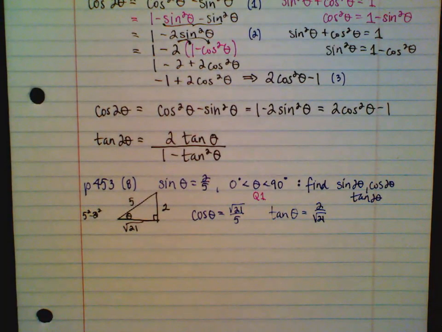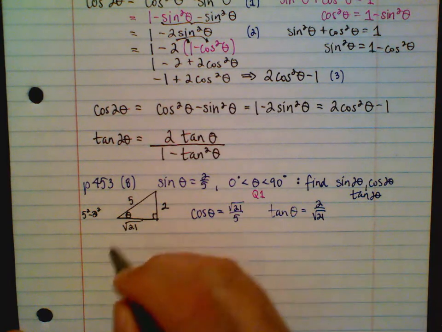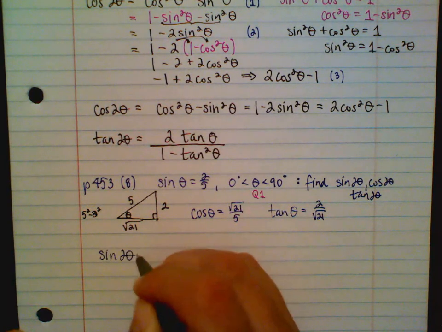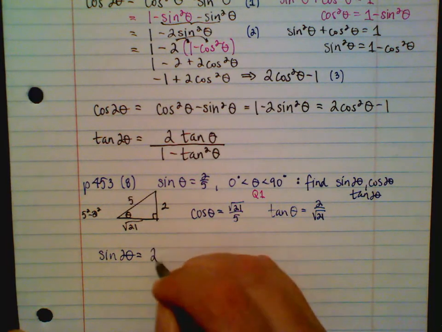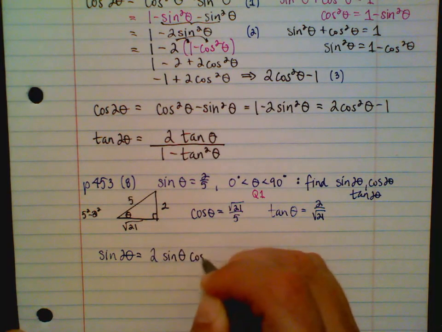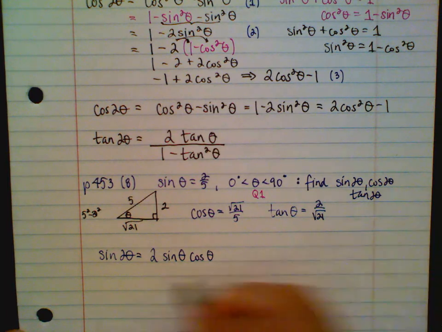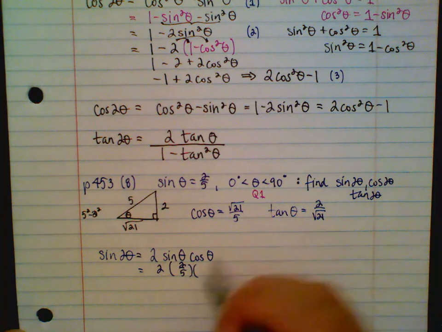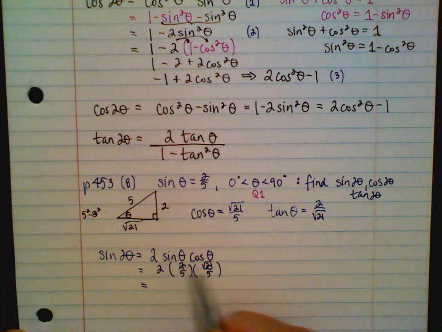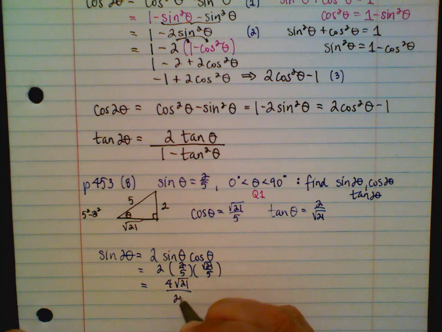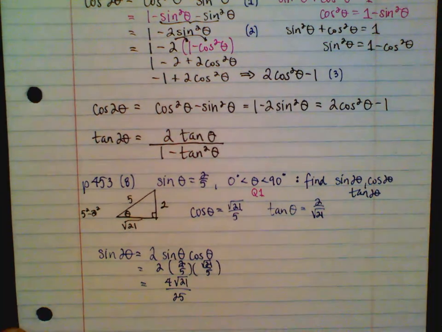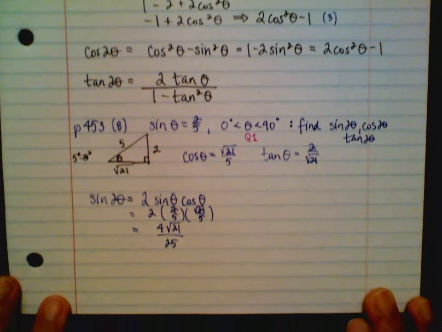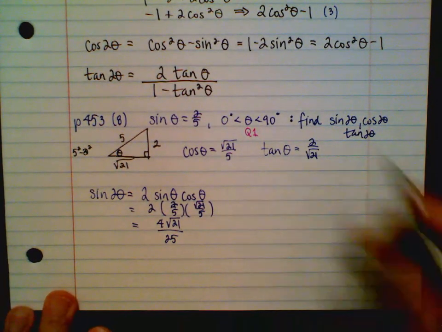All right, so let's figure out how this works. The sine of 2 theta equals 2 sine theta cosine theta. Okay, so this is 2 times 2/5 times square root of 21/5. Let's see, 2 times 2 times that radical, we get 4 square roots of 21. 5 times 5 is 25. Okay, so that's how we find the sine of 2 theta.